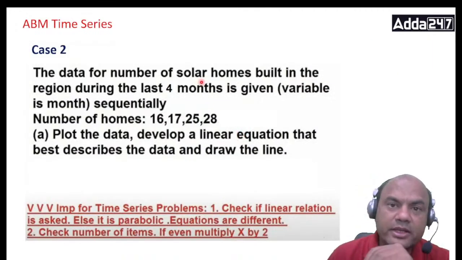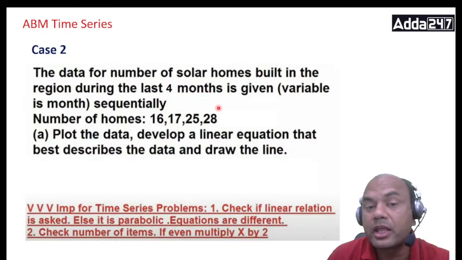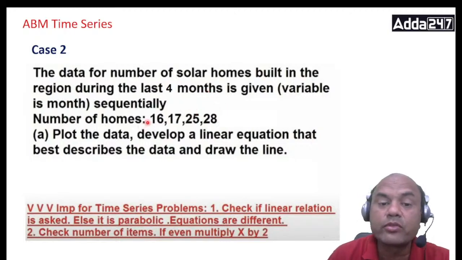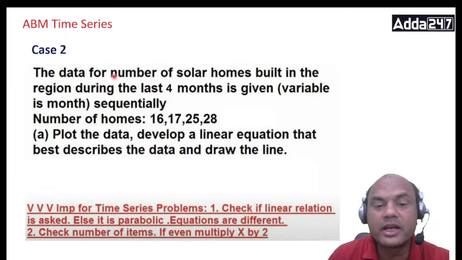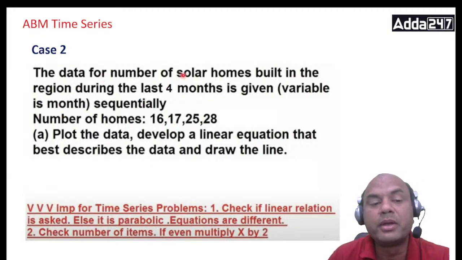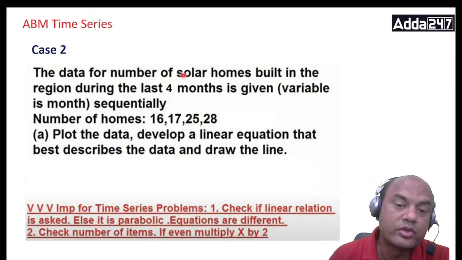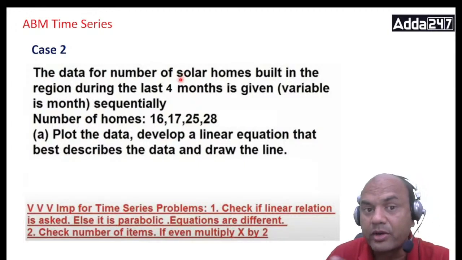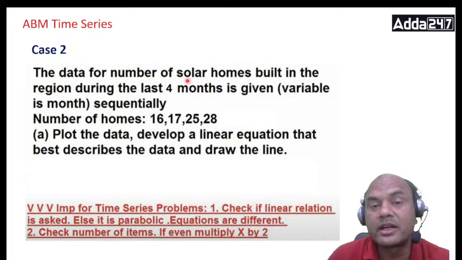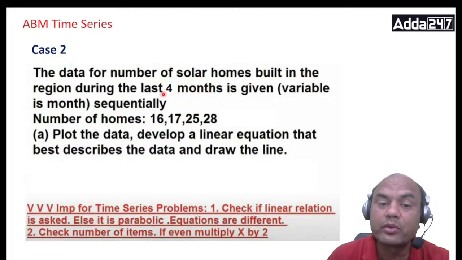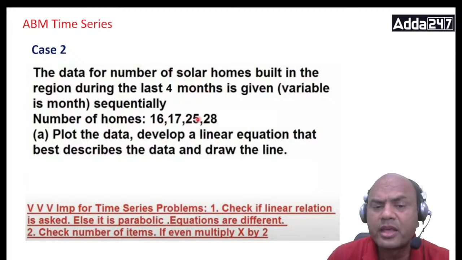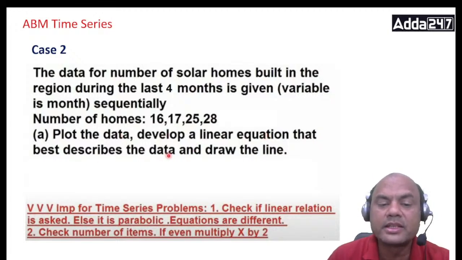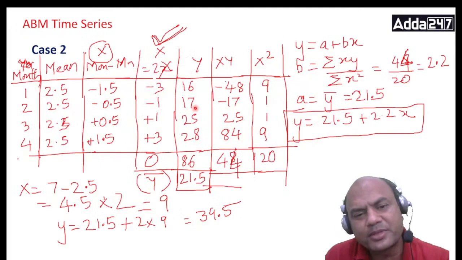Now next one, case number 2. Now this is a bit tricky, a separate one. Why? Because I have taken 4 numbers over here. The data for the solar homes built in the region during the last 4 months is given. So why have I taken 4 months? Because there is something we studied: if x is even, multiply by 2. Now we'll apply that. Remaining things are same. Develop the linear equation that describes the data and draw the line. So do this. Again, the same sequence doesn't change.